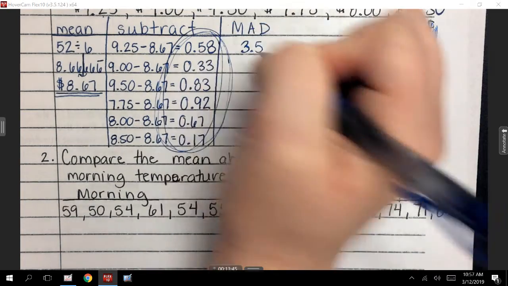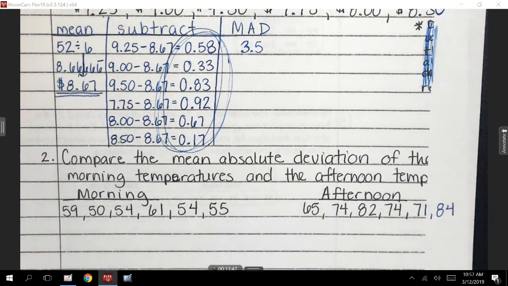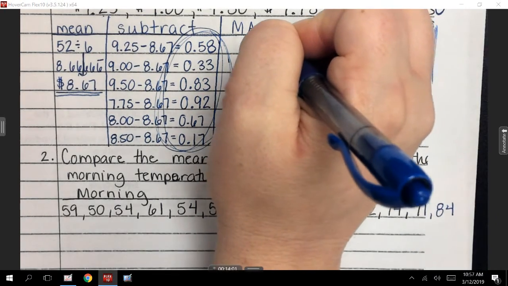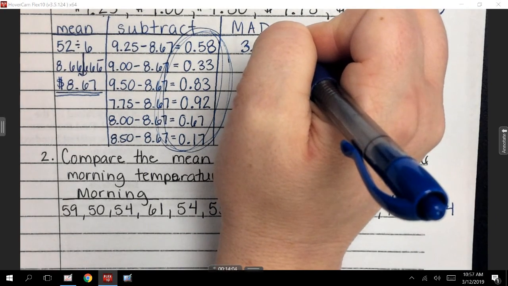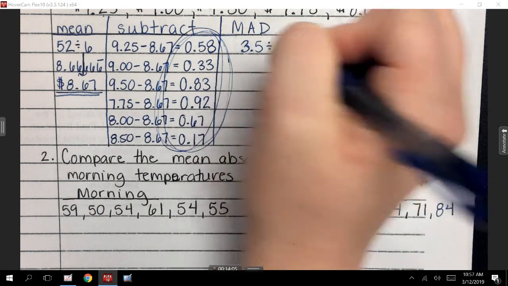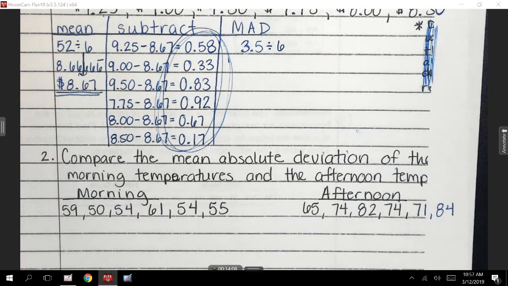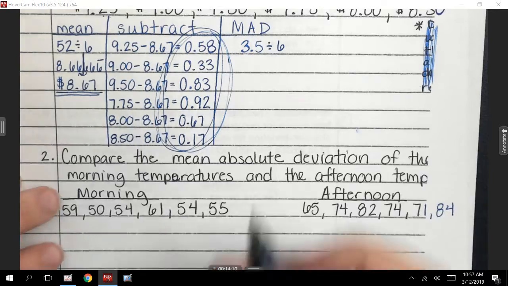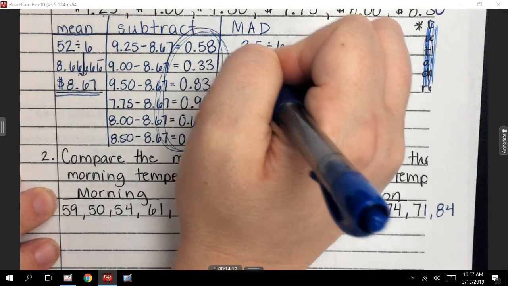Because that's not my only thing. We have to add and. Raise your hand. Add and. Divide. What am I dividing by? 6. There were 6 numbers that we added, so we divide by 6. Okay?